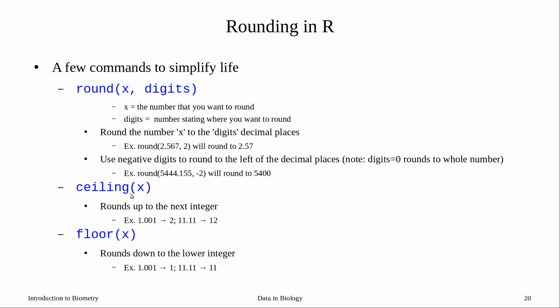So if we have 1.001 and we use ceiling, that rounds it all the way up to 2. If we have 11.11, it rounds us up all the way to 12. For floor, it rounds us down to the whole integer. So 1.001 gets us to 1, and 11.11 gets us back to 11.